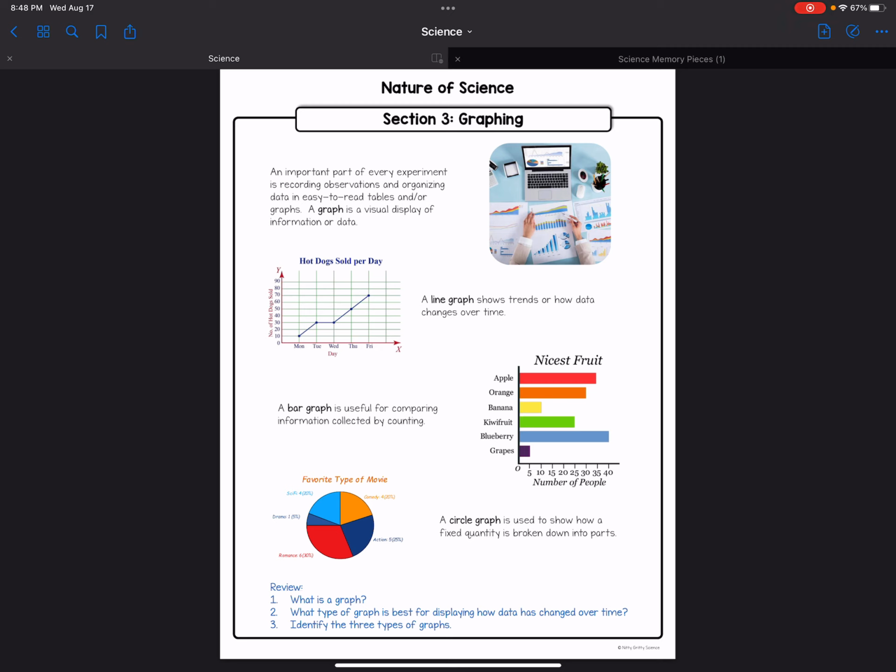This is just one page of reading. So this is a pretty short lesson, but boy, is there a lot in here. We're going to spend a lot of time on this lesson, even though the reading is fairly short. So let me just read through the entire thing, and then we will go back and annotate. This is called The Nature of Science, Section 3, Graphing.